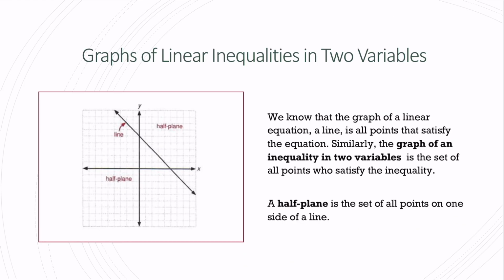The best way to visualize the solution to a linear inequality is to graph it, right? So we know that the graph of a linear equation, a line, is all points that satisfy that equation. Similarly, the graph of an inequality is the set of all points that satisfy the inequality. So we're going to have to shade either above or below our line. Quick note, our line might not always be solid. Our line might not always satisfy the inequality, and that's when we have strictly less than or strictly greater than, and we'll have to do something else.